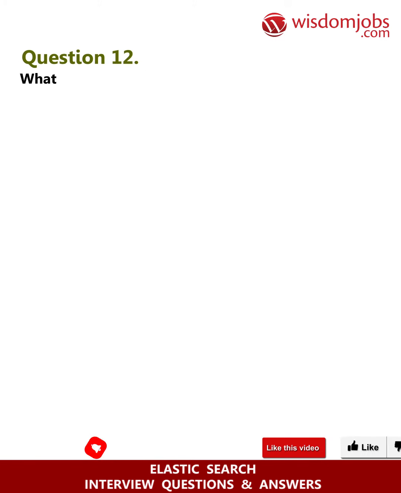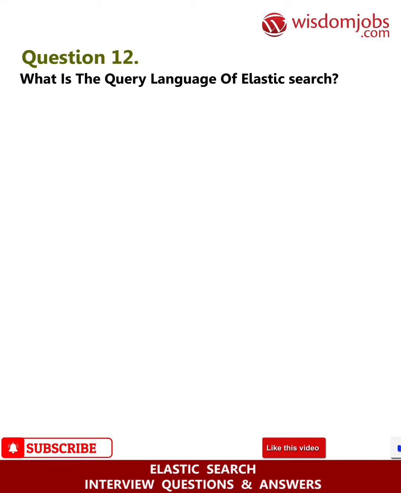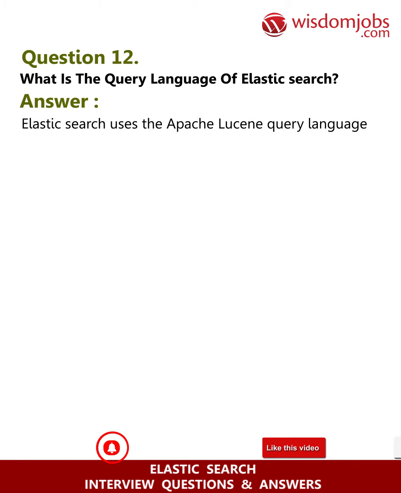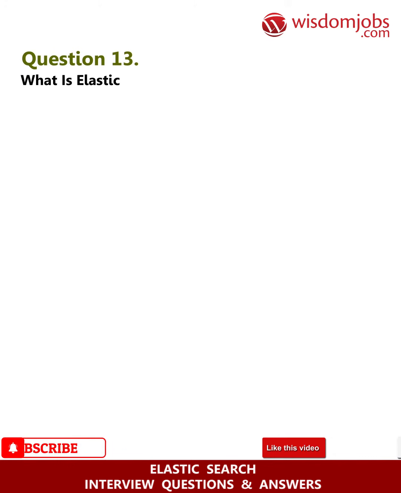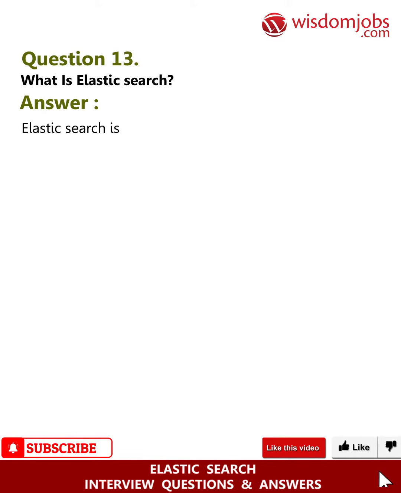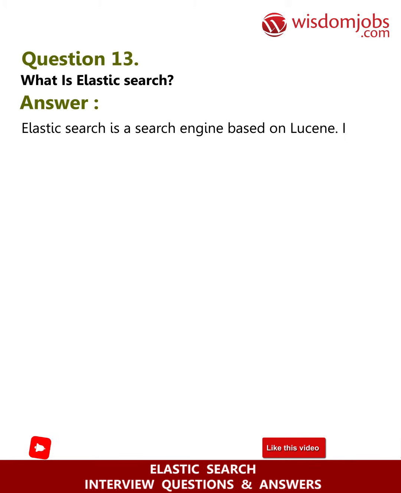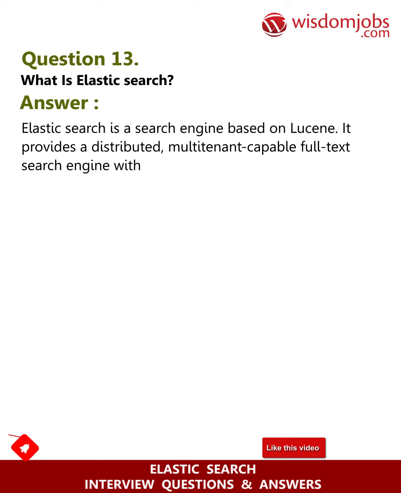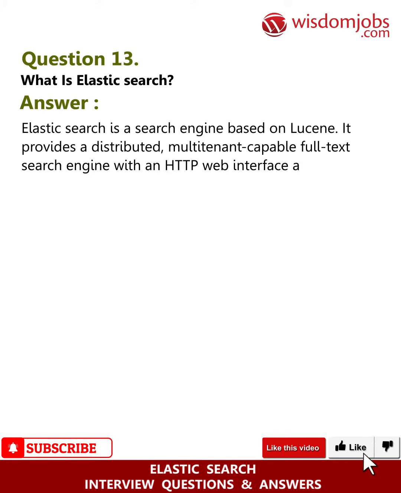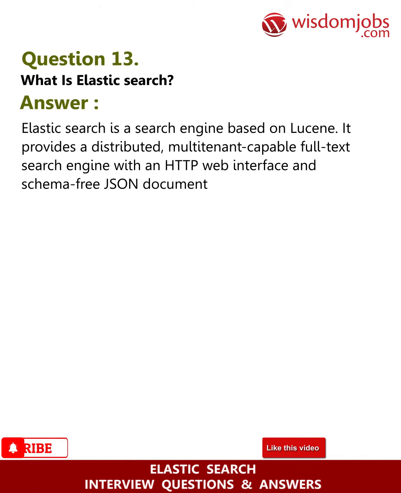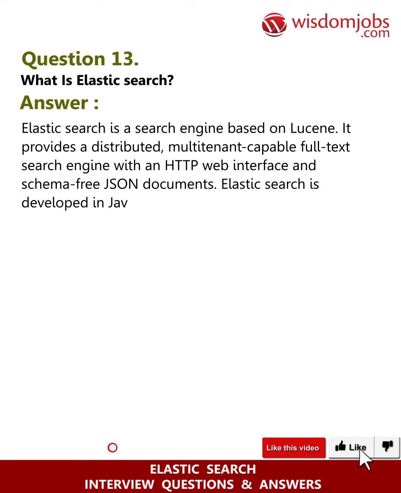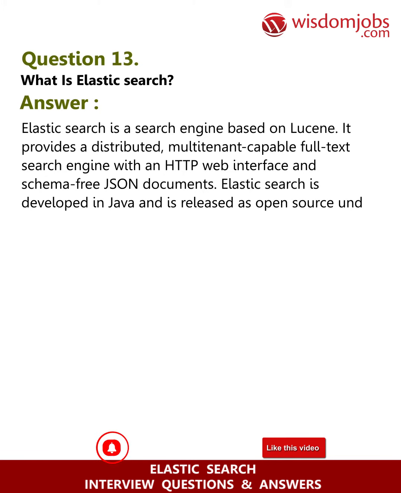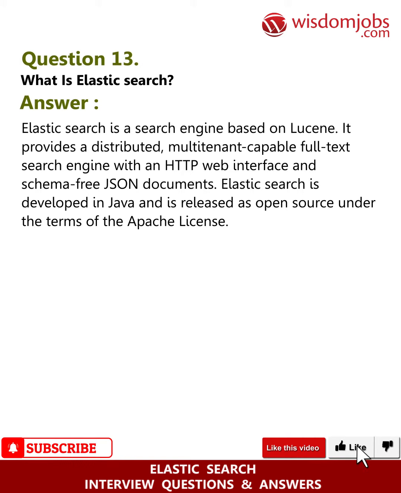Question 12. What is the query language of Elasticsearch? Answer. Elasticsearch uses the Apache Lucene query language, which is called Query DSL. Question 13. What is Elasticsearch? Answer. Elasticsearch is a search engine based on Lucene. It provides a distributed, multi-tenant capable full-text search engine with an HTTP web interface and schema-free JSON documents. Elasticsearch is developed in Java and is released as open source under the terms of the Apache license.